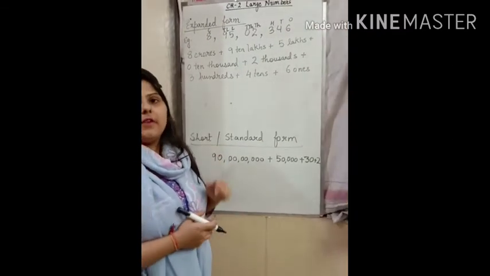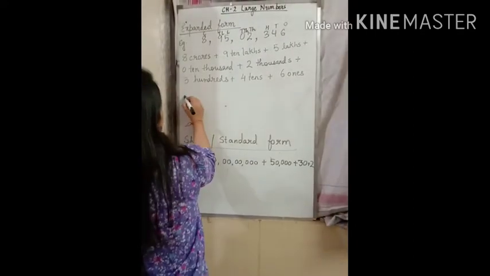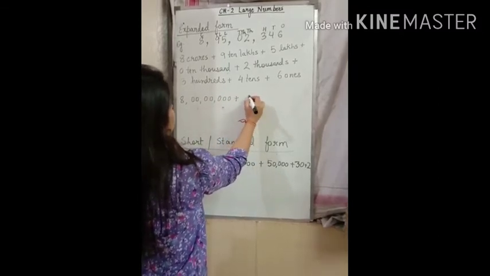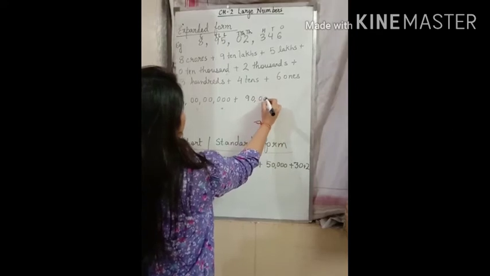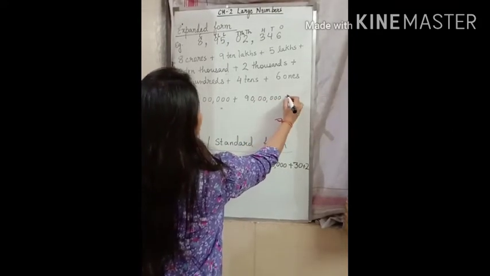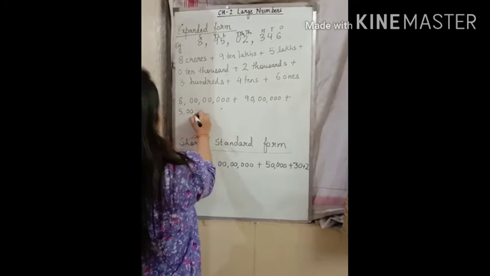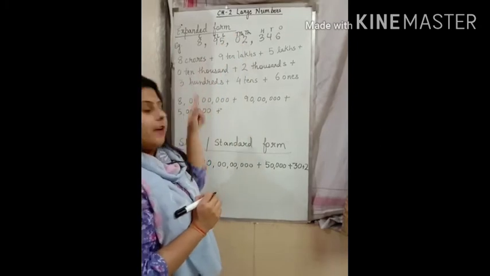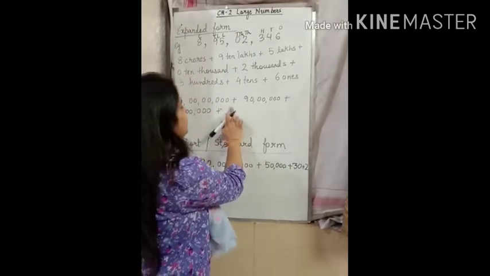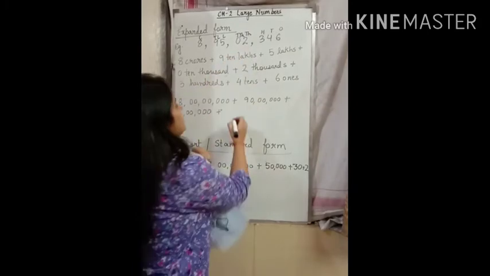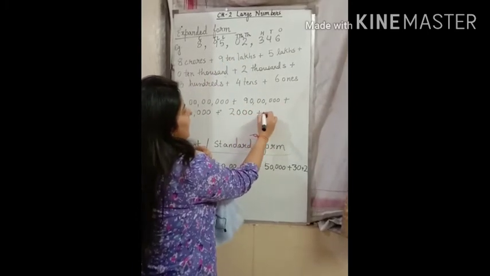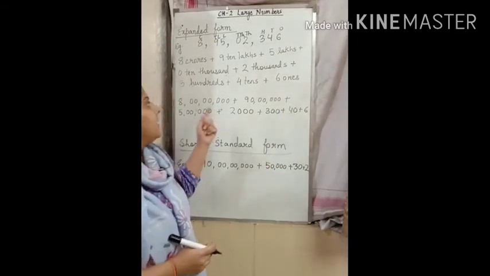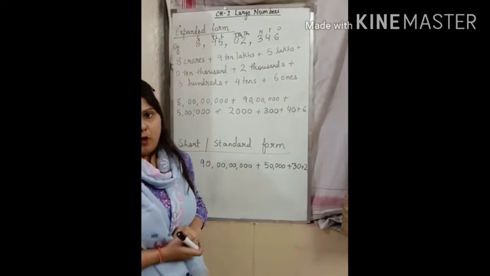Now let us see the second way of writing the expanded form, that is putting the commas and the zeros. 8 crores plus 9, 10 lakhs plus 5 lakhs plus 0 10,000s. If you want, you can write a 0 or you can skip this 0. Then it is 2000s plus 300 plus 40 plus 6. So in this way, we can write a number in the expanded form.